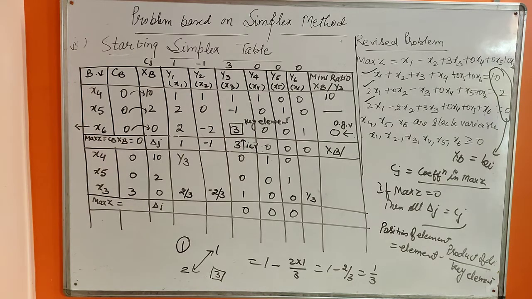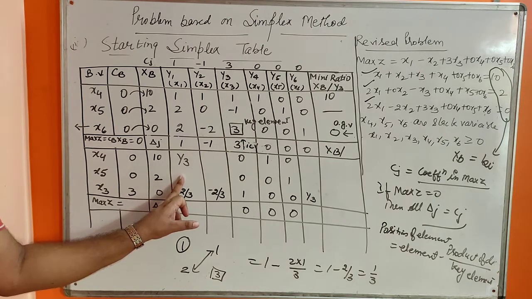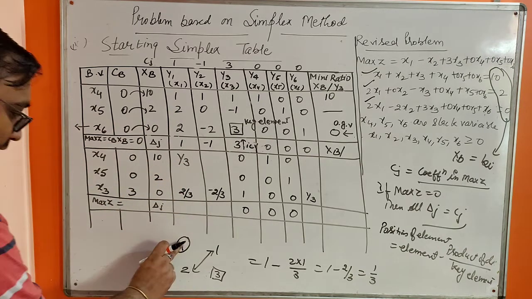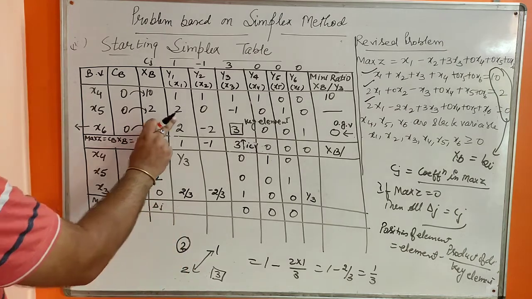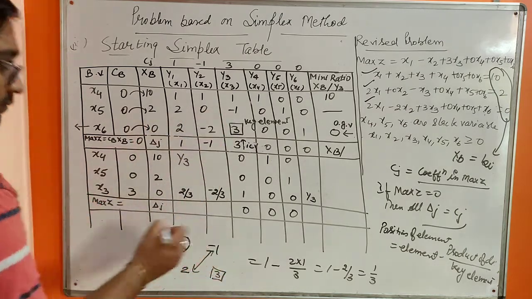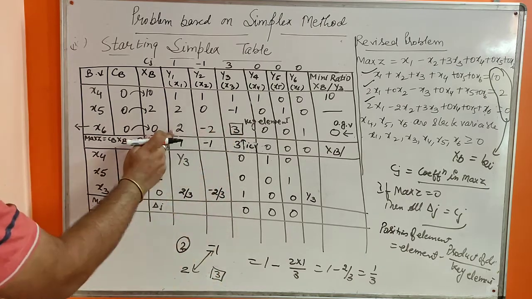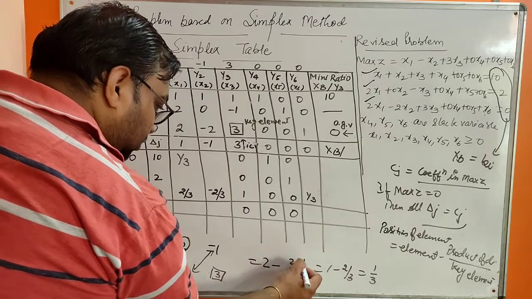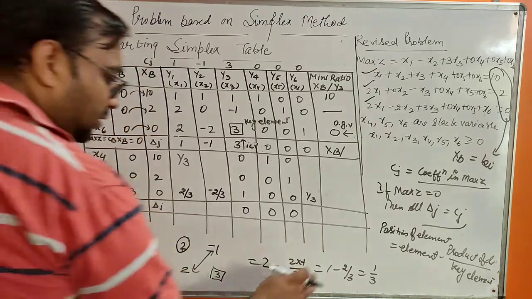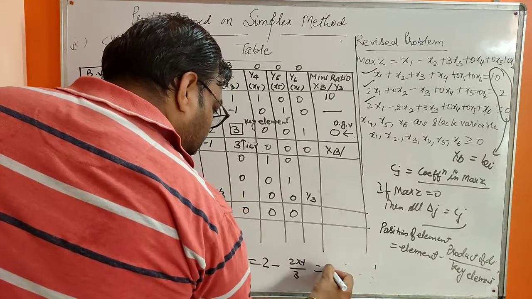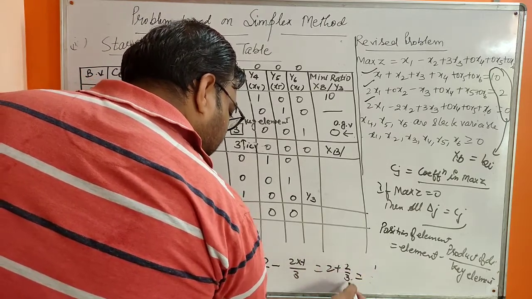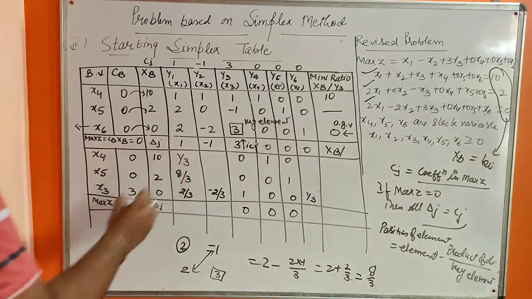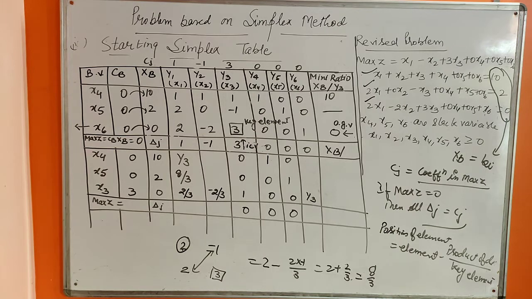Now moving on to the next element, we have to find this particular element. What is written? 2 is written, so this one will convert into 2. What is in front of this 2? Minus 1. This is 3 and in front of this 3 is 2. So now 2 into minus 1 upon 3, that is 2 plus 2 by 3, that is 8 by 3. So this element will be 8 by 3.